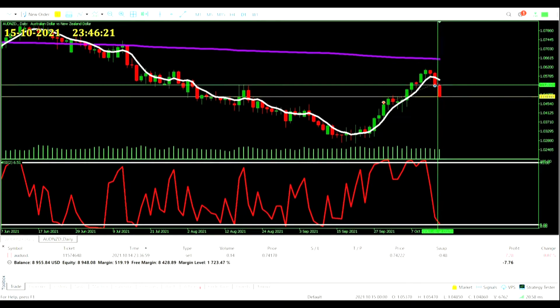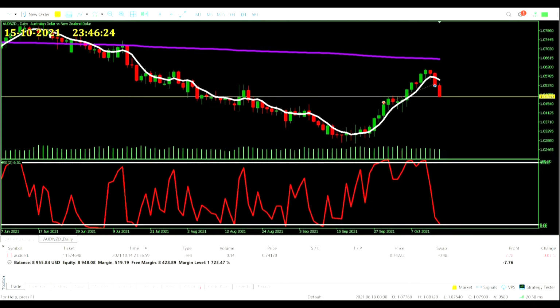Well, you've done good to stay in this trade for another day if you were on the Australian dollar, New Zealand dollar pair. We've seen another candle just like yesterday. Still would have been a loss for us, but less of a loss.